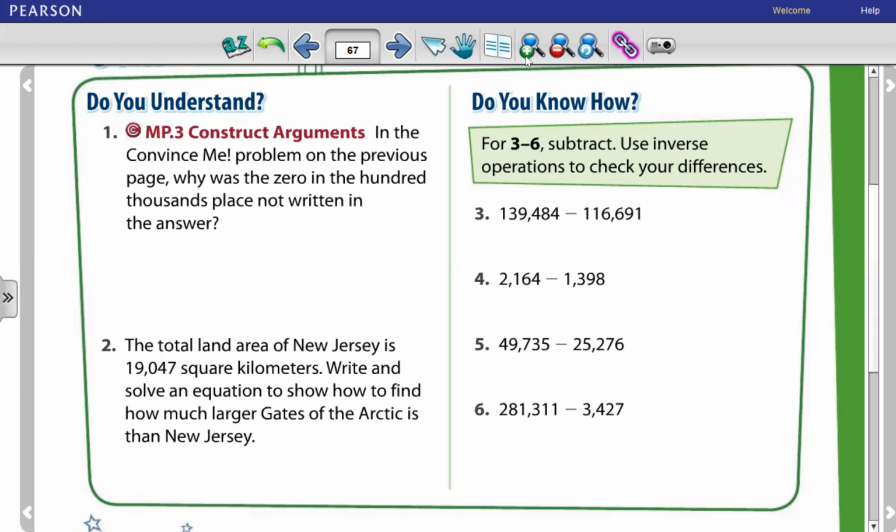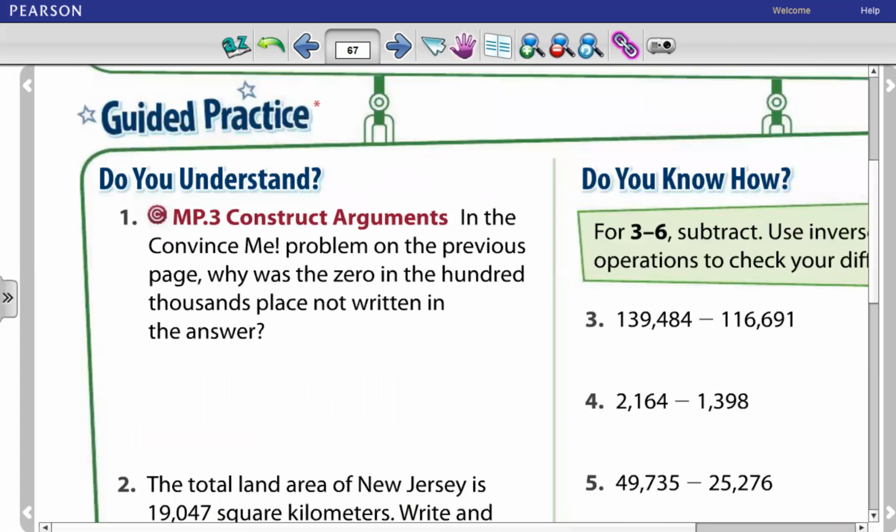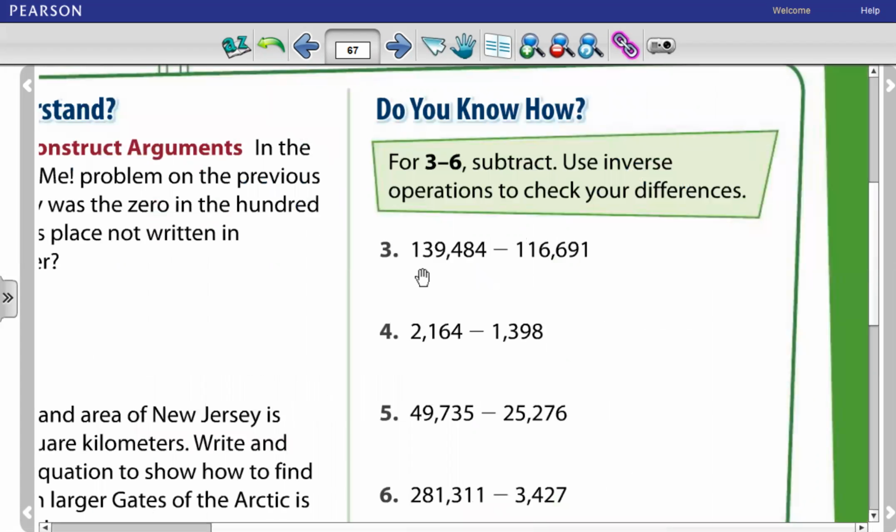139,484 minus 116,691. So before we start, I put the first number on the bottom. So 139,484 minus 116,691. Then we start to subtract.